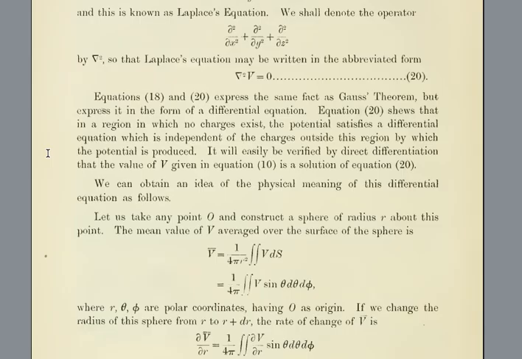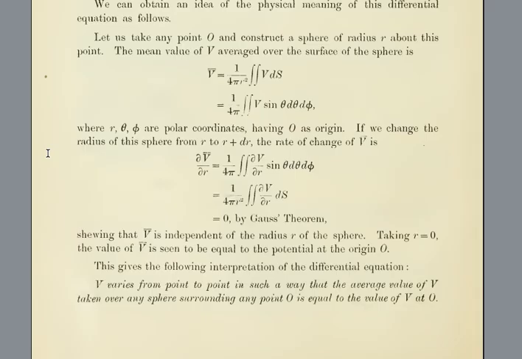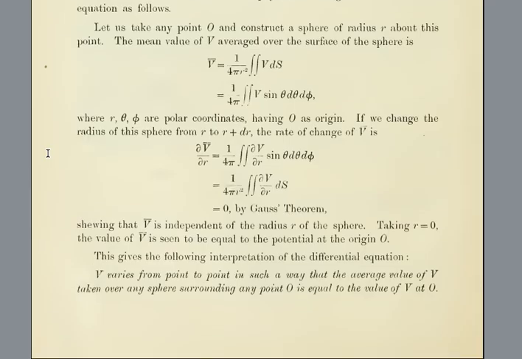If we change the radius of this sphere from r to r plus dr, the rate of change of the mean value of the potential with respect to r is given by the integral over the sphere of the partial derivative of the potential with respect to r divided by 4 pi r squared, and this is equal to 0 by Gauss's theorem, showing that the potential is independent of the radius r of the sphere. Taking r equals 0, the value of the potential is seen to be equal to the potential at the origin.